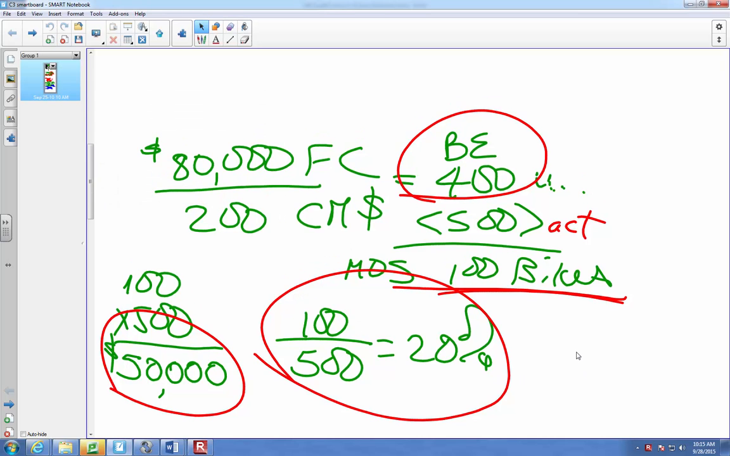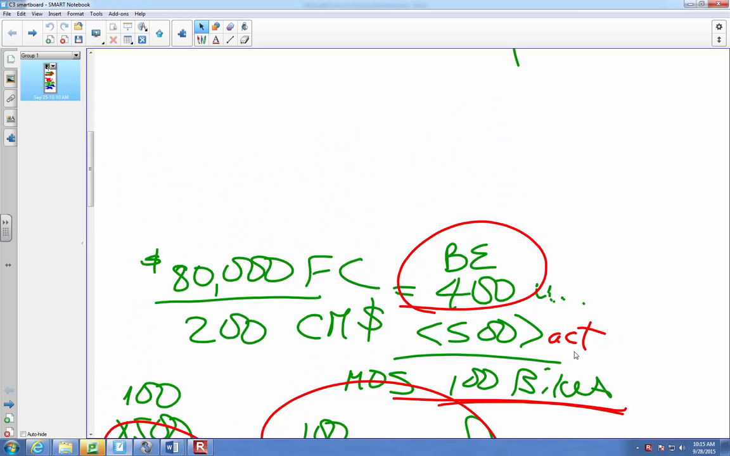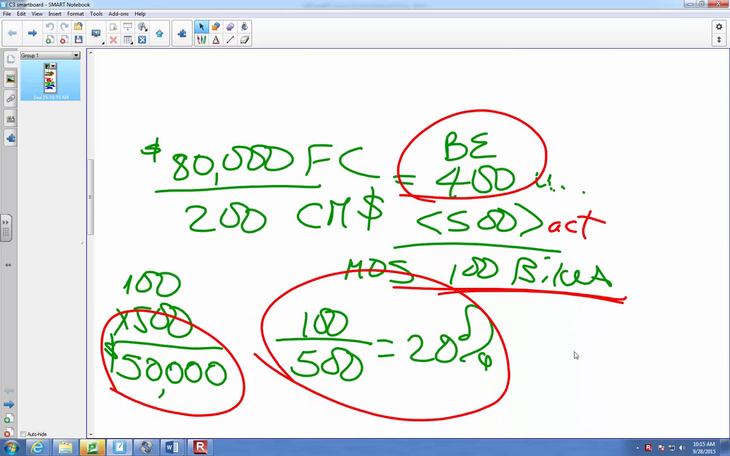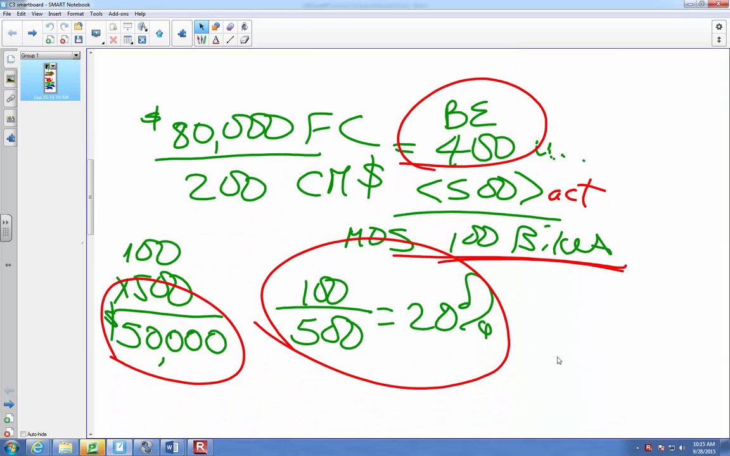Okay, so we left off, it looks like our data indicated that we had $80,000 of fixed costs, that we had a contribution margin of $200 per unit.